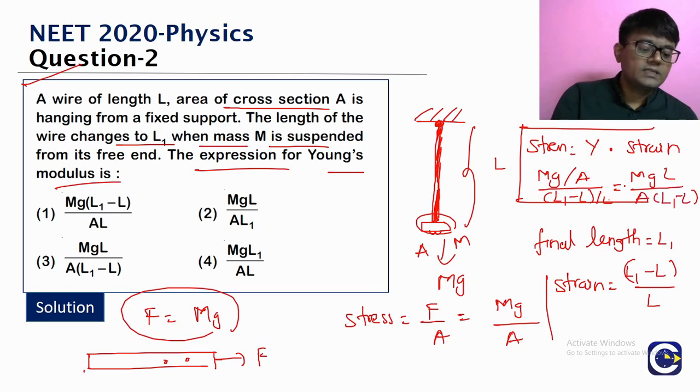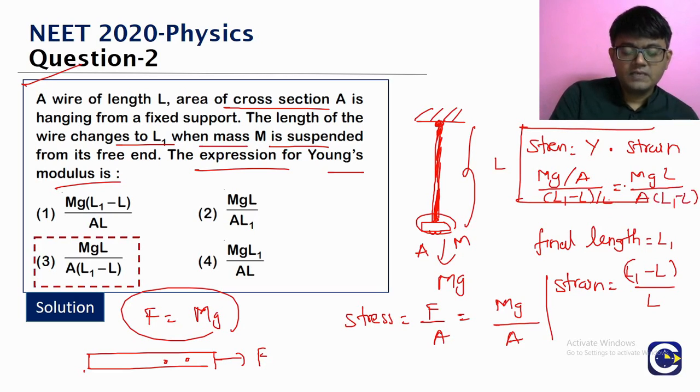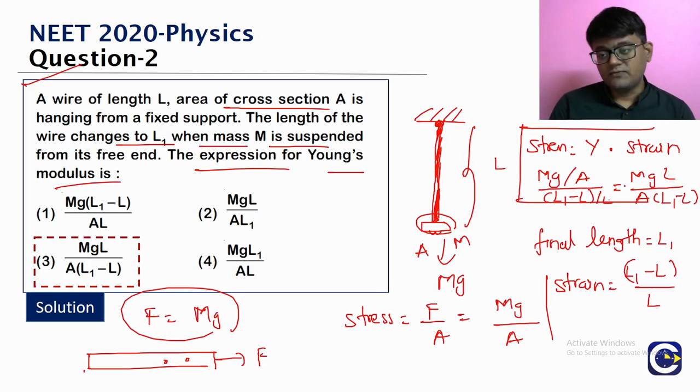What is the correct answer for this? It is option 3: mg into L by A into L1 minus L. So what are we doing here? Just writing down the stress and strain formulas, and using Hooke's law: stress is equal to the modulus of elasticity into strain. Because it is a longitudinal case, the modulus of elasticity is called the Young's modulus.